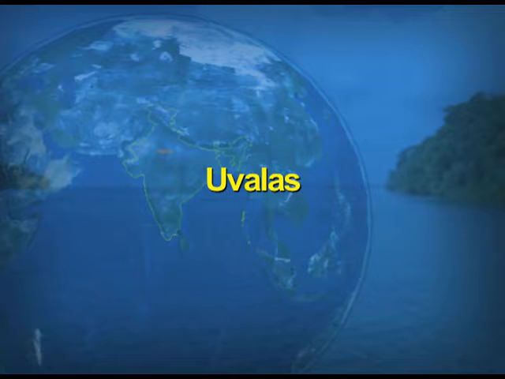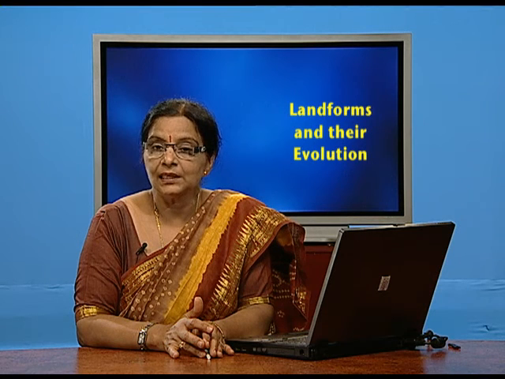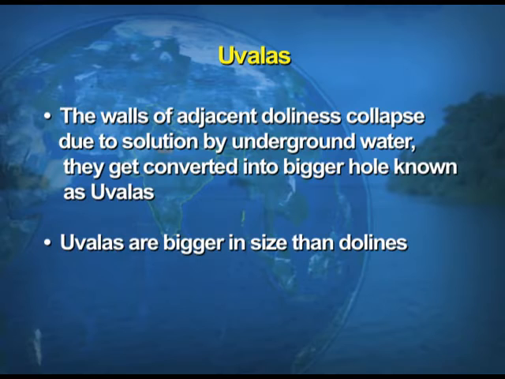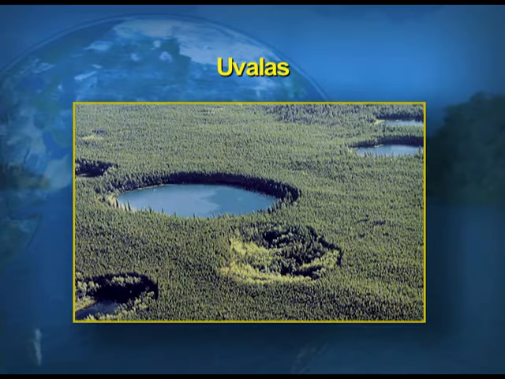Now, another feature is uvalas. When the walls of the adjacent dolines collapse, and this collapsing is again due to the solution by the underground water, they get converted into bigger holes known as uvalas. So, uvalas are like the dolines, but they are bigger in size. They have vertical walls, closed basins and an oval shape. Now, this is a visual of uvalas.